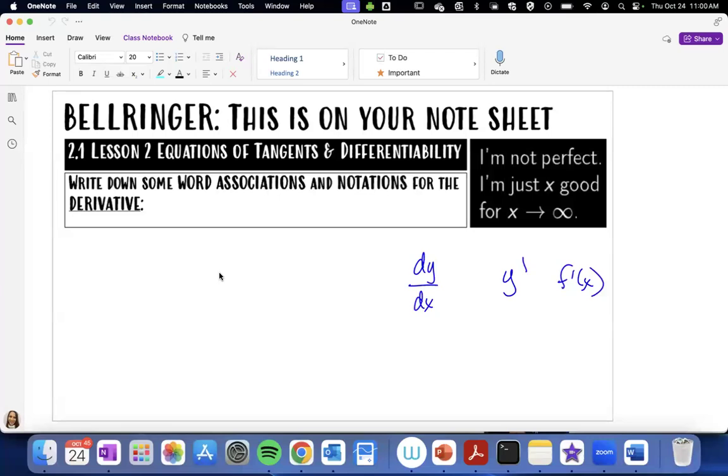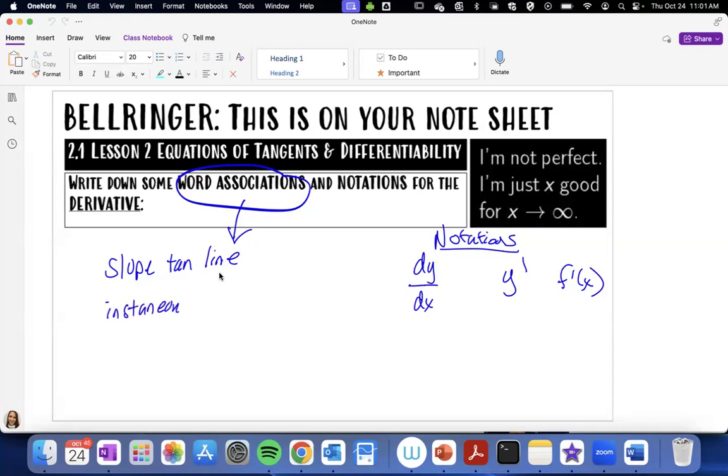Okay, so those are notations. Give me some word associations with the derivative. Slope of the tangent line. We're talking about that today. Hey, you can't fool me twice. Slope of the tangent line. What else for derivative? Instantaneous rate of change. Okay, I'm going to use ROC for rate of change. Anything else?